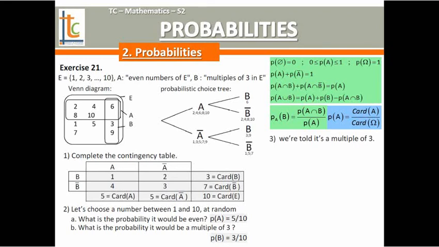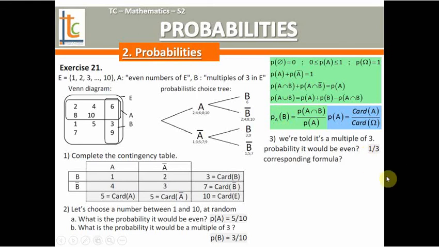Well, if you know your number is a multiple of 3, you know that you are in the row B of your table. And in the row B, what is the probability of A? It's 1 chance in 3. So this is the probability of A given B. So exactly the opposite writing compared to the formula here. It's P of A given B in this question.